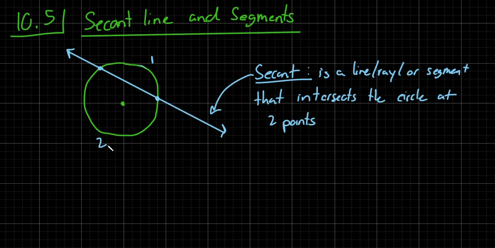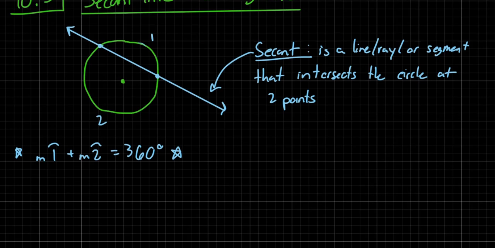Raylene, which one is the minor arc? One or two? One. And if I add arc measure of 1 plus the arc measure of 2, what do they add up to? Yep, 360 degrees. That is a nice fact that we should all have memorized at this point. If you don't, come into study hall. We're going to work on it. Okay, that's just intro to a secant line.